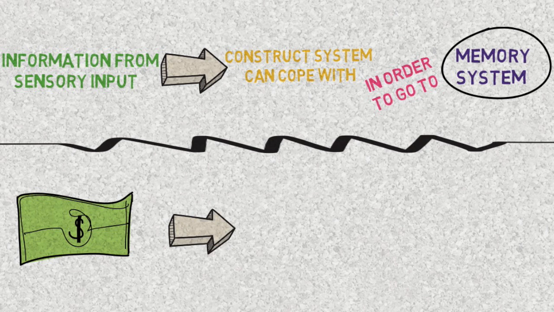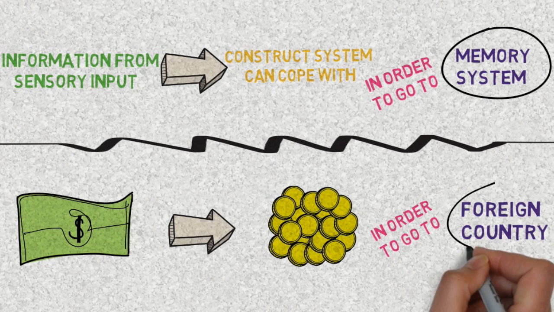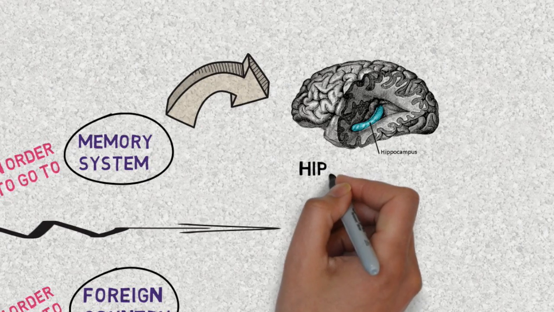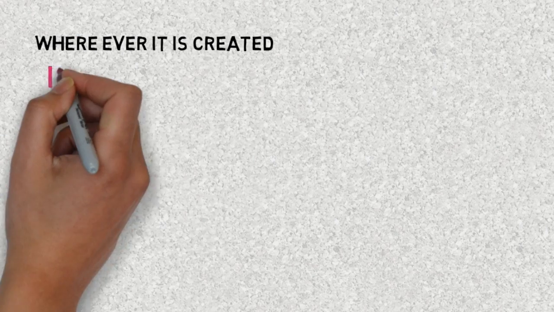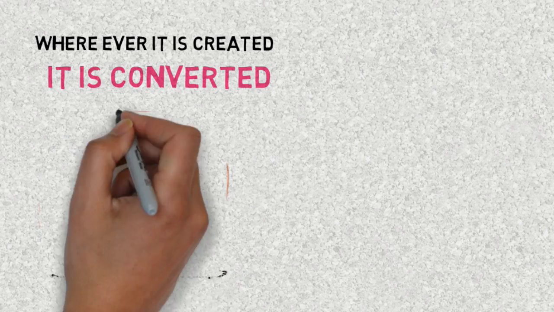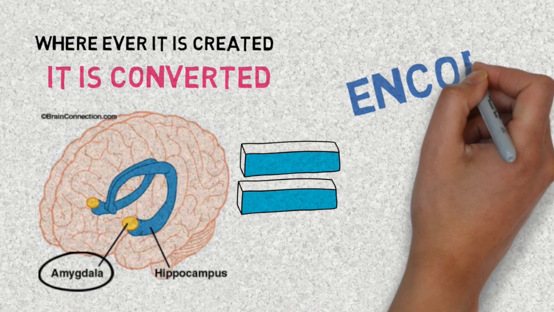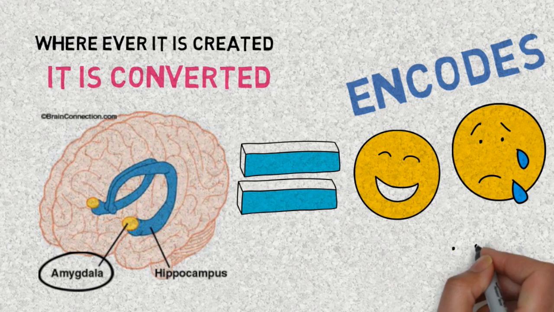Think of this as similar to changing your money into a different currency when you travel from one country to another. And all of this information travels to the hippocampus to be assigned to one memory. As to where the information is encoded, wherever the information is created in the brain, that is where it is converted. For example, what you feel in reaction to a situation is created and encoded in the amygdala, which is the part of the brain located in the cerebral cortex that is responsible for your emotions.